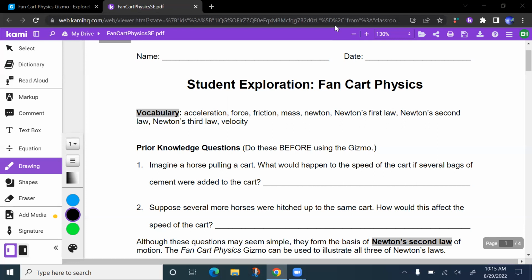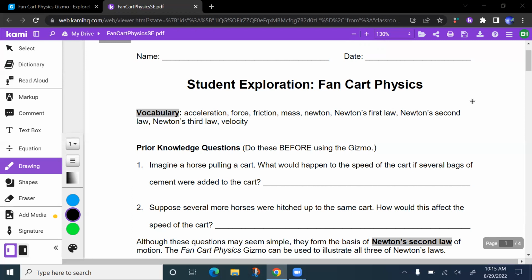Let's begin. To start off, you notice that we are taking a look at the following vocabulary items: acceleration, force, friction, mass, Newton, Newton's first law, Newton's second law, Newton's third law, and velocity. We always start any Gizmo lab by taking a look at prior knowledge questions. Let's read them together so that you may attempt to answer them.